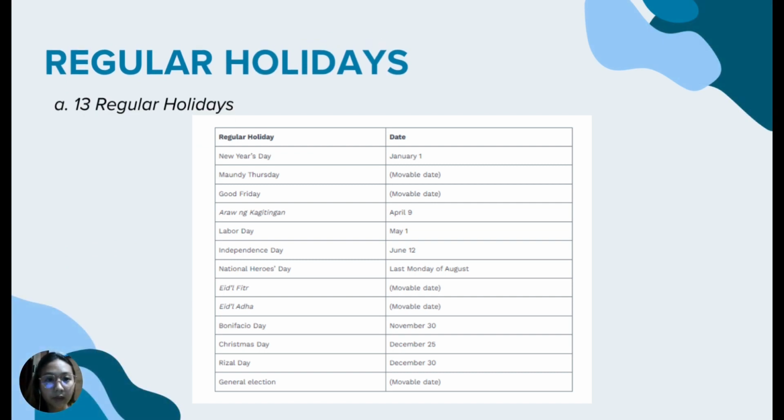So next, currently there are 13 regular holidays in the Philippines. First is New Year's Day, January 1. Maundy Thursday is a movable date, Good Friday is a movable date. Araw ng Kagitingan, April 9. Labor Day, May 1. Independence Day, June 12. National Heroes Day, last Monday of August. Eid al-Fitr and Eid al-Adha are movable dates. Bonifacio Day, November 30. Christmas Day, December 25. Rizal Day, December 30. And the general election is a movable date.